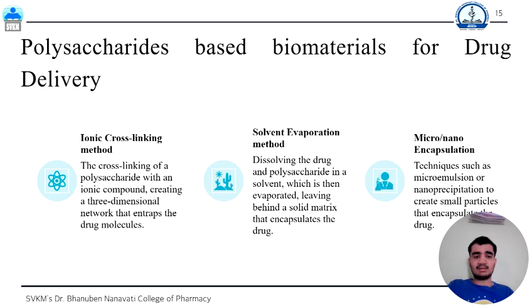There are three methods, that is ionic cross-linking method, solvent evaporation, and micro or nano encapsulation. For drug delivery, ionic cross-linking method, that is cross-linking of polysaccharide with an ionic compound, creating a three-dimensional network that encloses the drug molecule. Solvent evaporation method, dissolving the drug and polysaccharide in a solvent which is then evaporated, leaving behind a solid matrix that encapsulates the drug. Micro or nano encapsulation, that is technique such as microemulsion or nanoprecipitation to create small particles that encapsulate the drug.